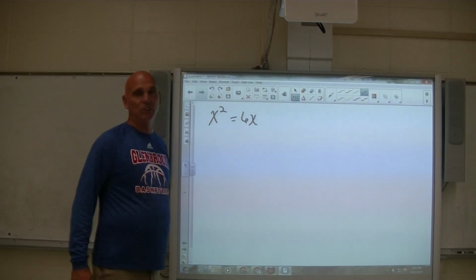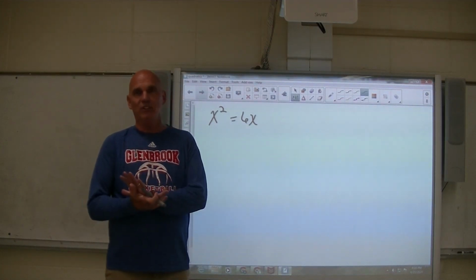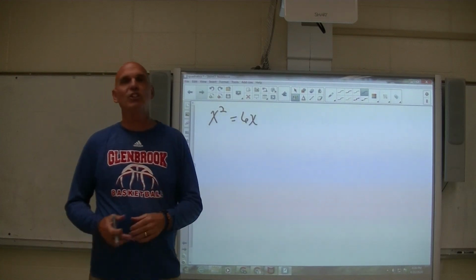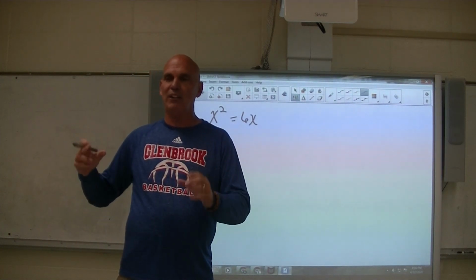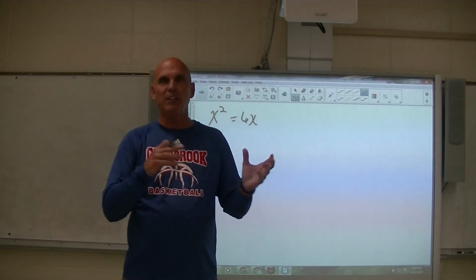So x squared is equal to 6x, that's the next one. The instructions are solve by factoring. All right, so again, the first thing you're going to do, if you're going to solve by factoring, you have to get it equal to 0 because it only works if you have something times something equal to 0.